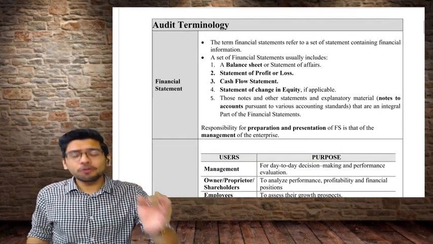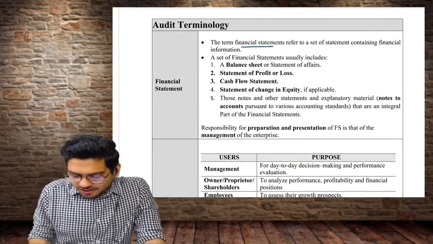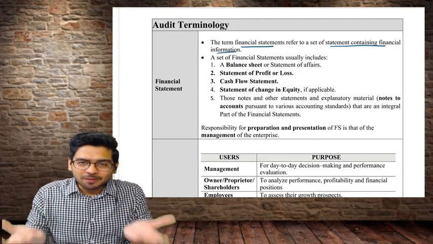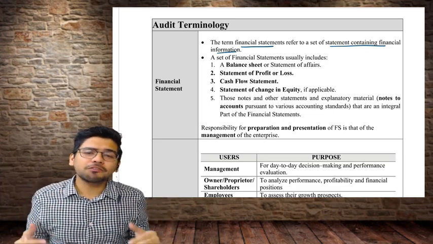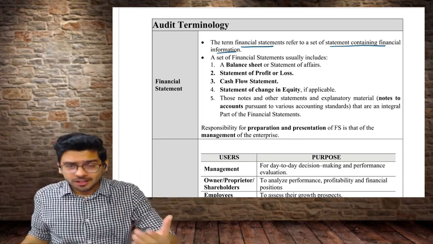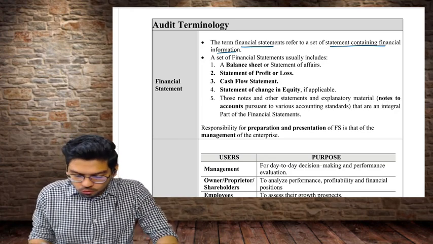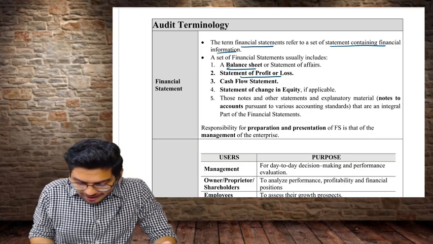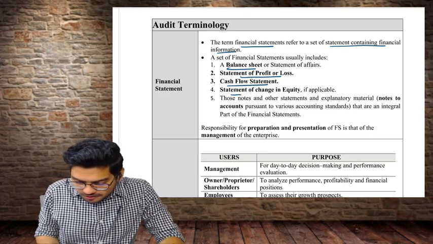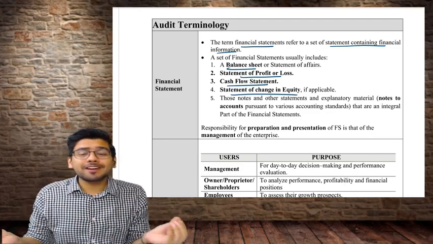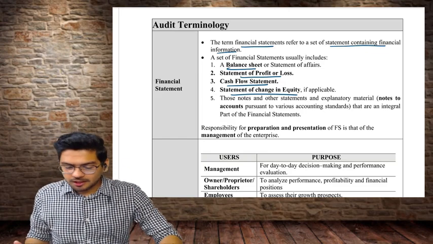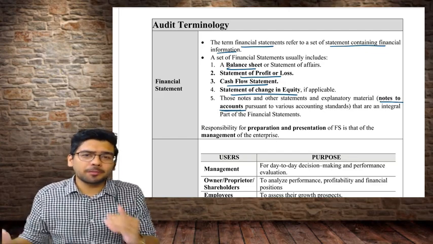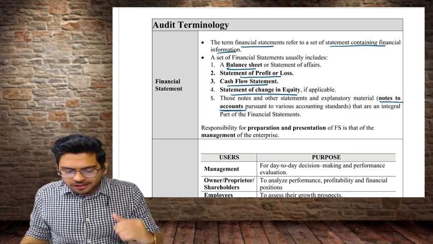All of you know that the term financial statements refers to a statement containing financial information. It is a document which contains all the financial information of an entity. And you all know that a financial statement generally includes a balance sheet, a statement of profit and loss, a cash flow statement, a statement of changes in equity, especially for the listed companies where Ind AS is applicable, and finally notes to accounts and other explanatory material. So these are the 5 things which are generally included in financial statements.